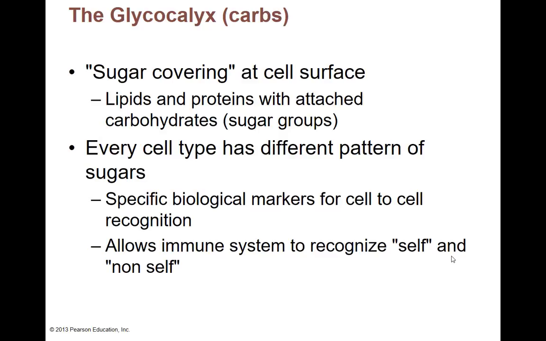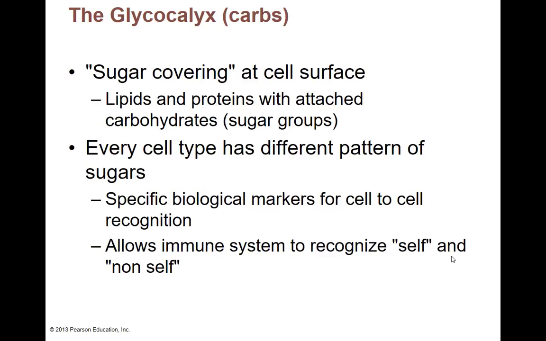Here's my sugar. I knew it was coming up. We find these sugar coverings only on the cell surface. We do not find these inside the cell along the cell membrane. They're only at the cell surface. They're attached to lipids and they're attached to proteins. We usually call them a glycolipid if it's attached to a lipid, or a glycoprotein if it's attached to a protein.